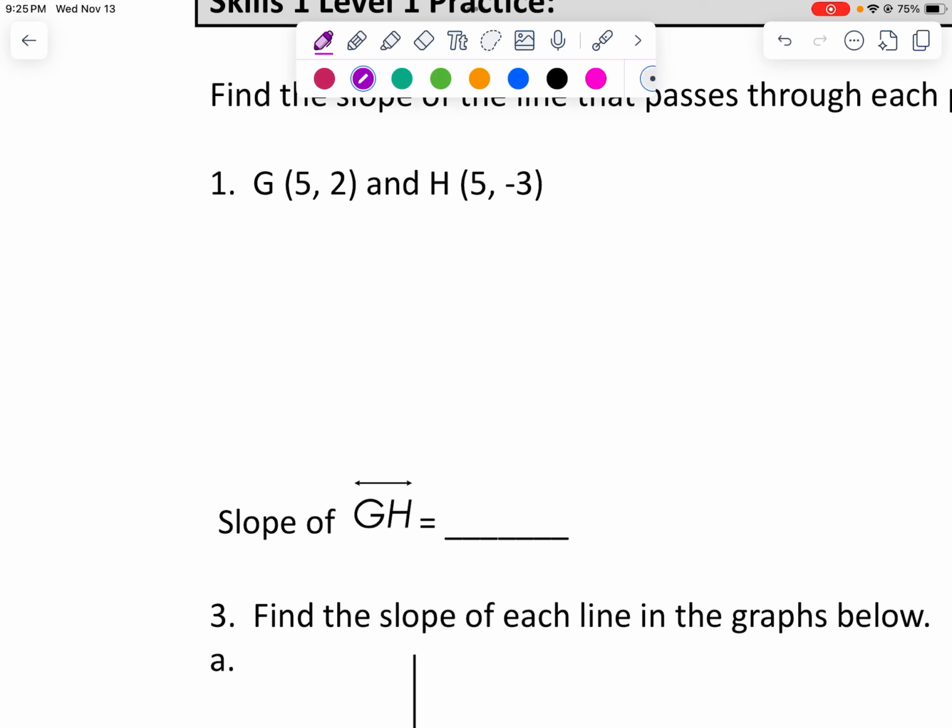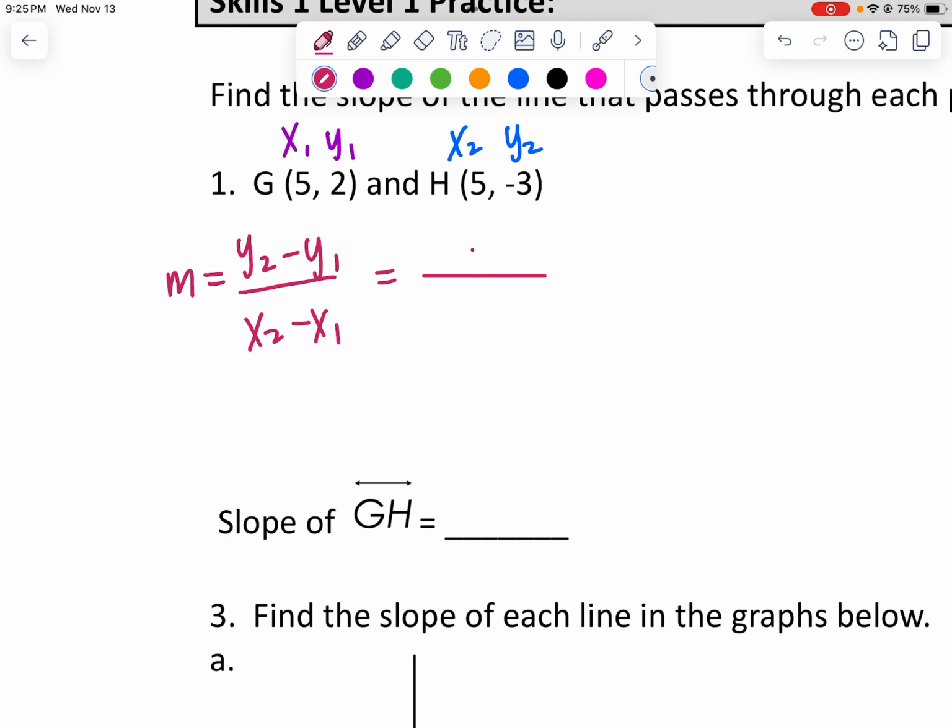So same exact thing, I'm going to label this as x1, y1. This is my x2, y2. And then I'm going to go ahead and use that formula. So we have m is equal to y2 minus y1 over x2 minus x1. If I were to go ahead and plug and chug, we start with y2, which is negative 3, with y1, which is 2, x2, which is 5, and then we have an x1, which is 5, and then I can go ahead and keep on solving.